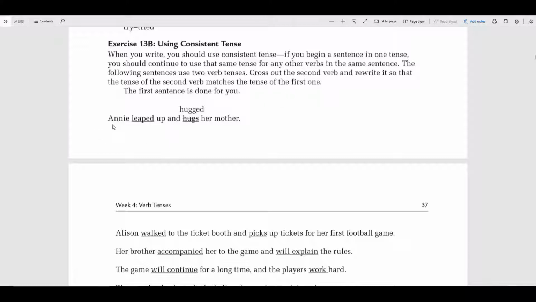Okay, so Annie leaped up and hugged her, or hugs her, mother. Now, these verbs they underlined here, they had two verbs. Both of these are in different tenses. The first one was in past tense. Remember, this already happened, so it's past. This one was in present tense. So they want you to mark out the second one and form it into the same tense as the first one. So now this makes more sense.